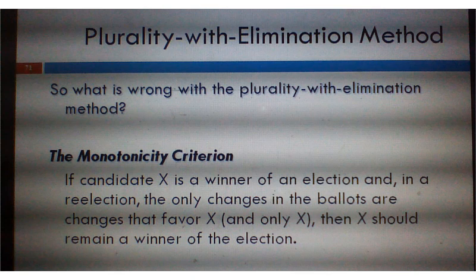So what's the problem with this method? Okay, well here's another criterion. If candidate X is a winner of an election and in a re-election, the only changes in the ballots are changes that favor X and only X, then X should remain a winner of the election. Okay, so let's throw in an example to make a little more sense of this.